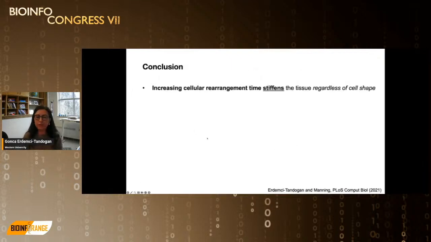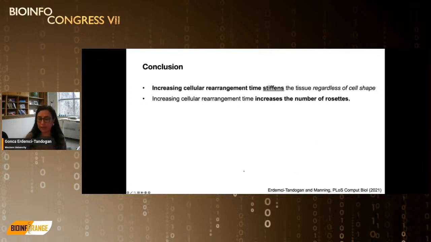And to conclude this first part of my talk, we show that increasing cellular rearrangement time can stiffen the tissue, which we characterized from the characteristic relaxation time. And we show that if this rearrangement time is long, then the tissue becomes stiffer regardless of the cell shape. Increasing cellular rearrangement time also increases the number of rosettes. In the interest of time, I did not introduce the rosettes here, but you can find more of the story in this paper. And the other conclusion of this result was that this model proposes that organisms might be able to utilize this rearrangement time in order to control the tissue material properties.